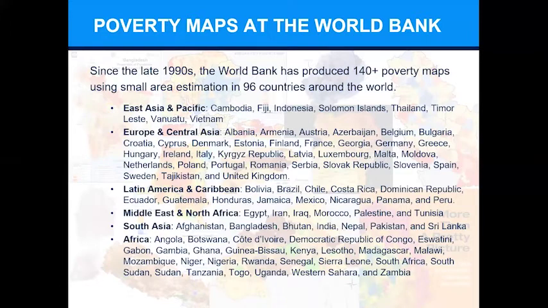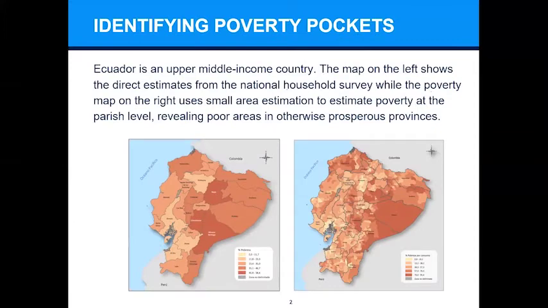Increasingly, these maps are used to identify poverty pockets, or areas at risk of being left behind as countries grow richer. Effectively targeting these areas is essential to eradicating global poverty, as more than 60% of the world's poor now live in middle-income countries. I will now go through a couple of examples of how we use poverty maps to identify poverty pockets.